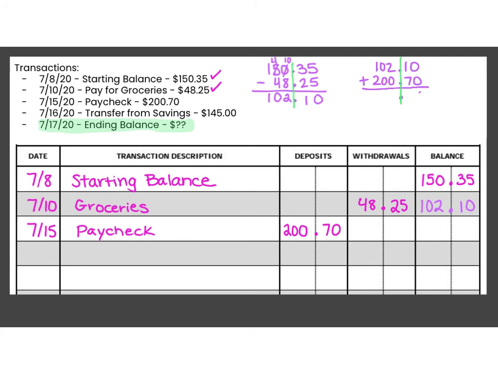0 plus 0 is 0. 1 plus 7 is 8. 2 plus 0 is 2. 0 plus 0 is 0. And 1 plus 2 is 3. So our new balance is $302.80.